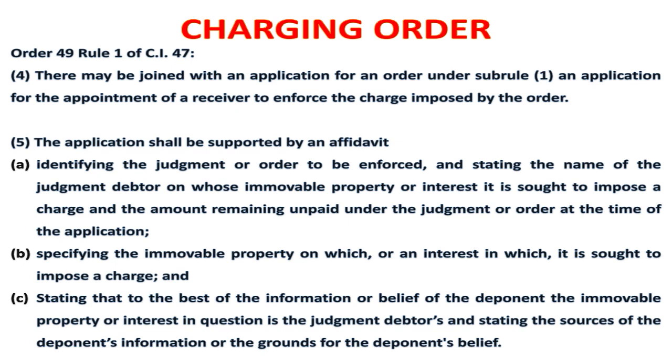So, if you are applying to the court for a charging order, of course, you must tell the court the judgment you are seeking to enforce. Tell the court the name of the judgment debtor on whose immovable property you want to create a charge. You must also specify the property. Is it house number 5? Specify the property, and show us, to the best of your information or your belief, that this property is one that belongs to the judgment debtor. If you show these things, that is where we can create a charge. We want to be sure before we go and create a charge over someone's property when there's no need to do so.